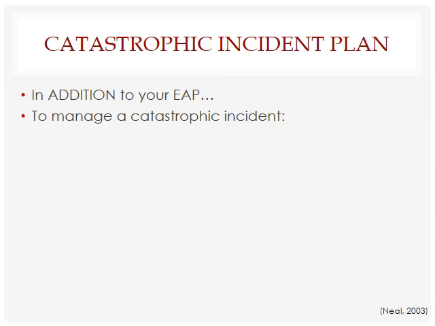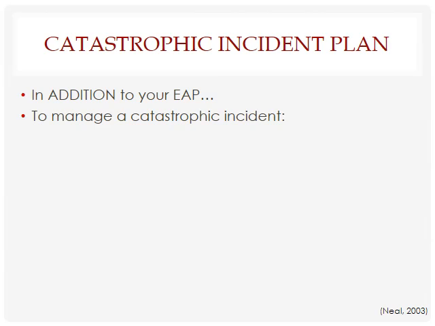A Catastrophic Incident Plan should be developed in addition to your Emergency Action Plan through athletics and/or sports medicine. This is in addition to your Emergency Action Plan because the Catastrophic Incident Plan will outline what to do after a catastrophic incident occurs, whereas your Emergency Action Plan outlines what to do in the case of an emergency on or off field in athletics.